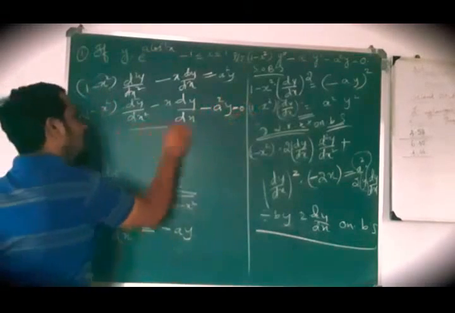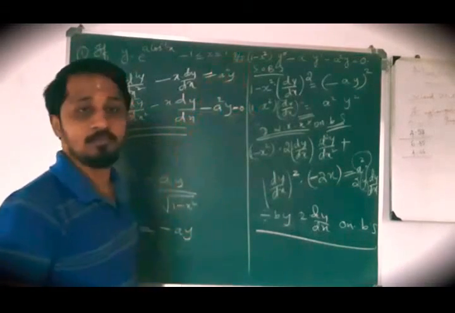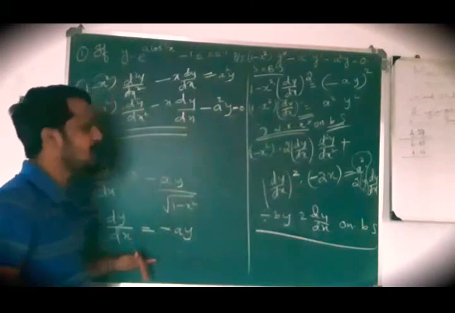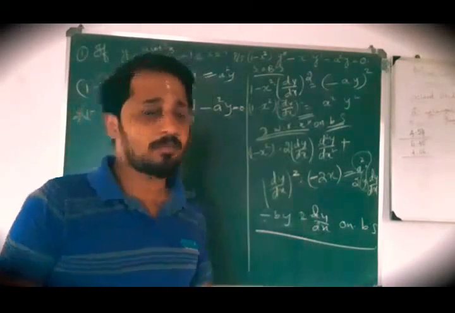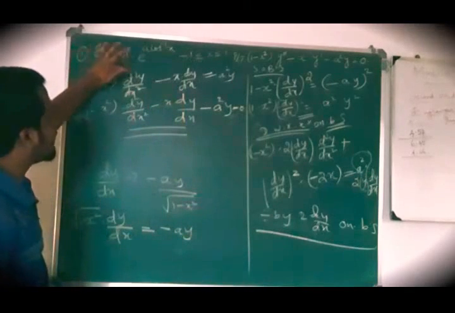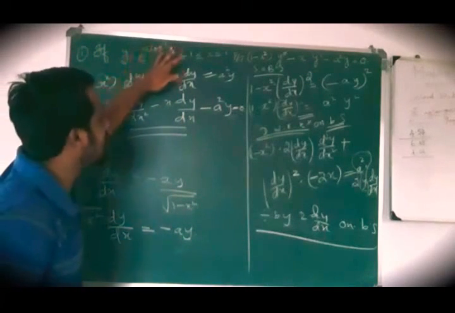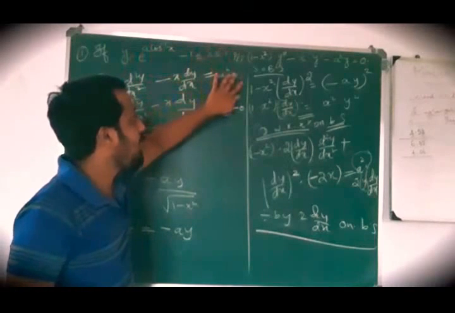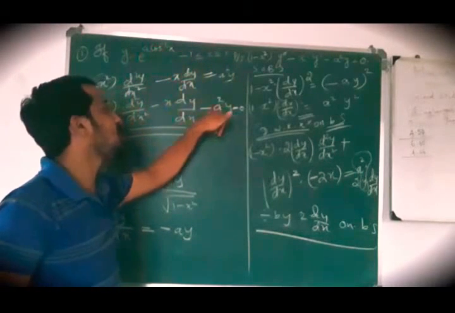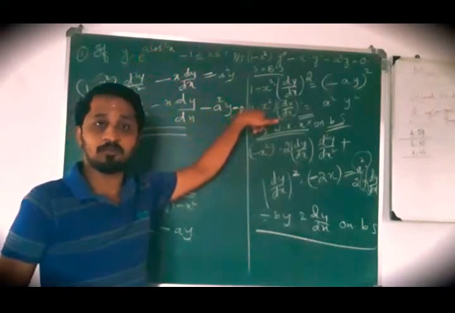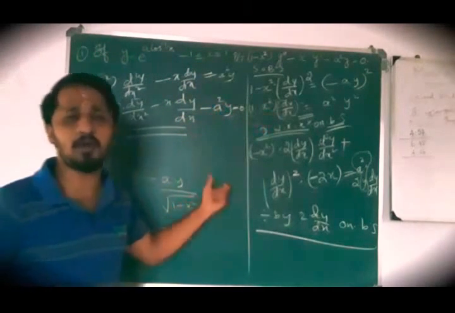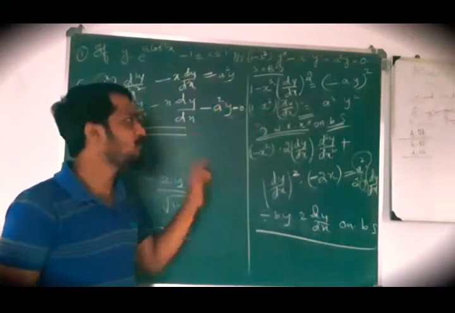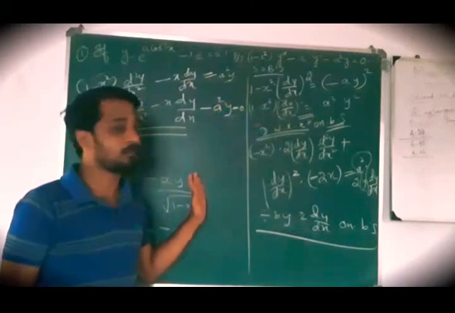Is it clear? Hence proved. Very interesting proof. You should practice, then only you will understand the concept. Okay, so (1 minus x²) d²y/dx² minus x dy/dx is equal to a²y. I am taking this a²y this side, minus a²y is equal to 0. Is it clear to everyone? Go through this. Very, very important proofs. These types of problems are very, very important for your exam.